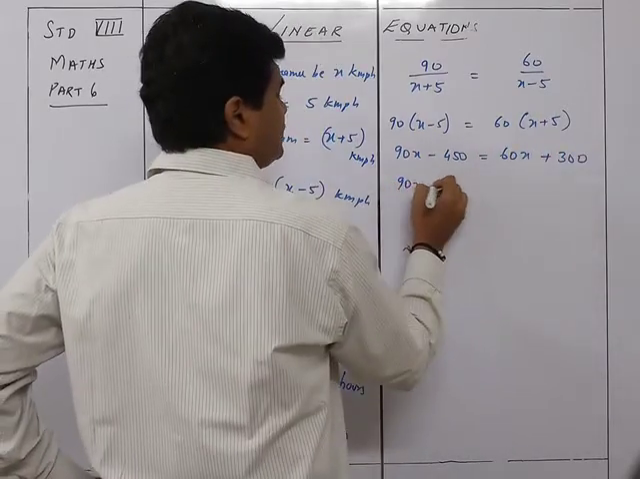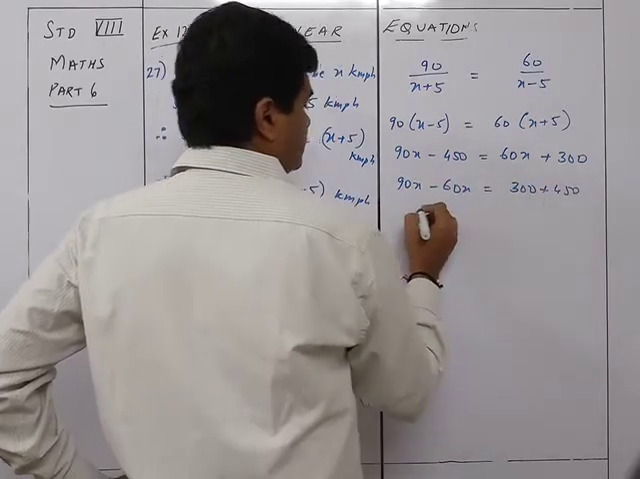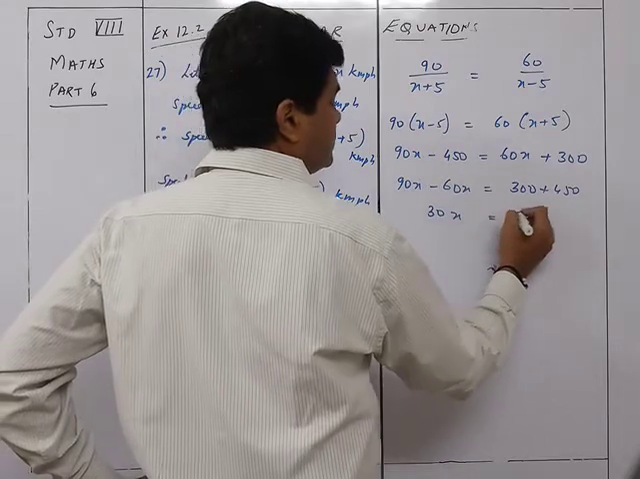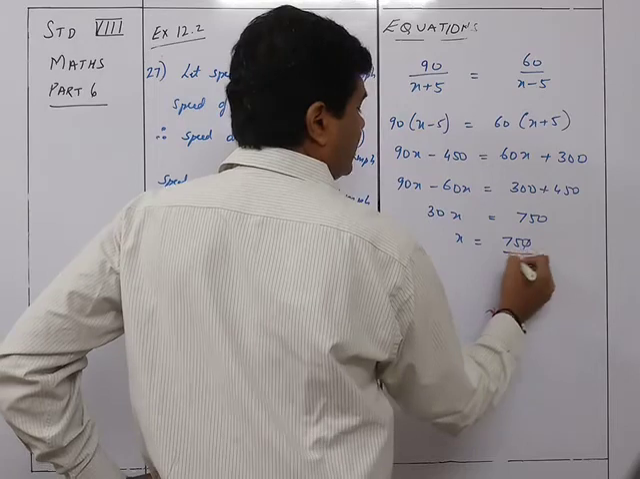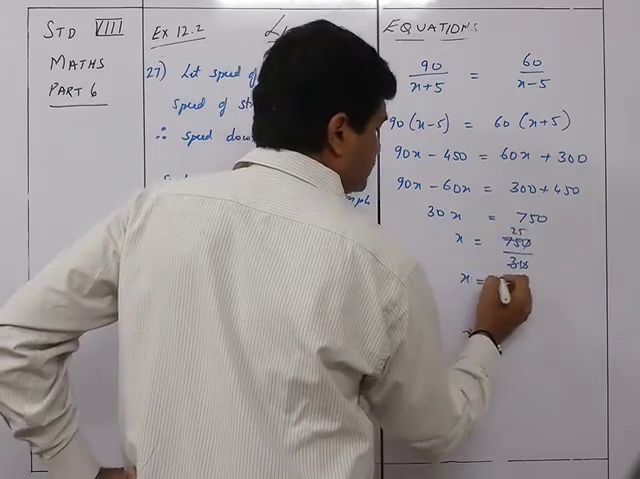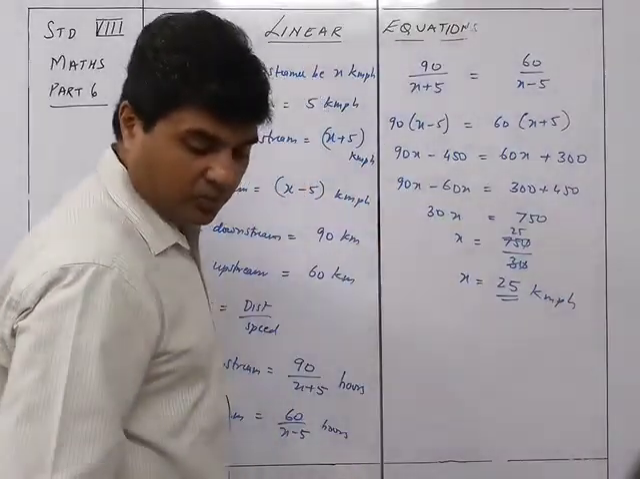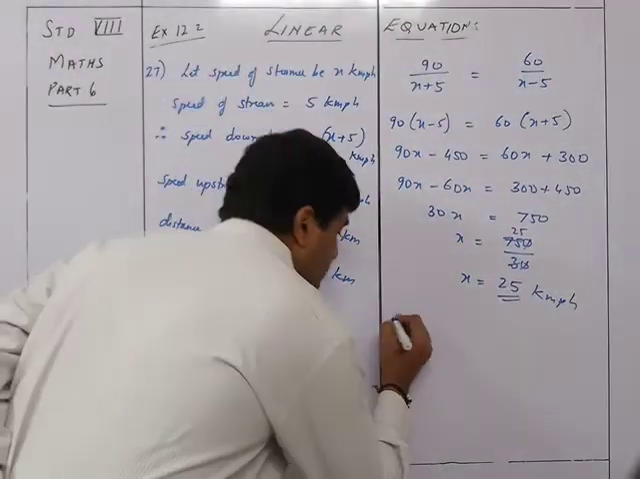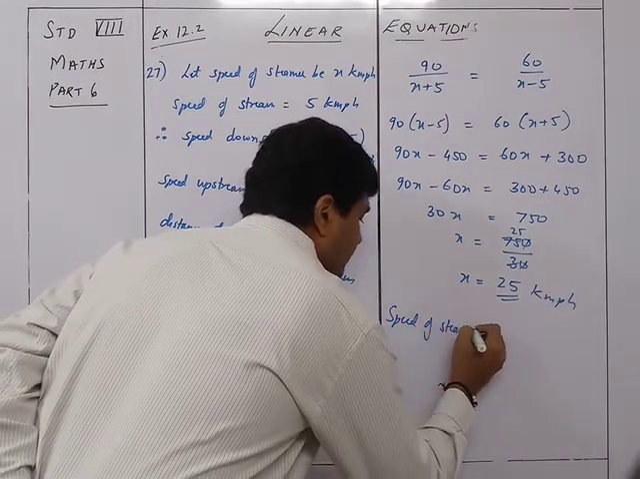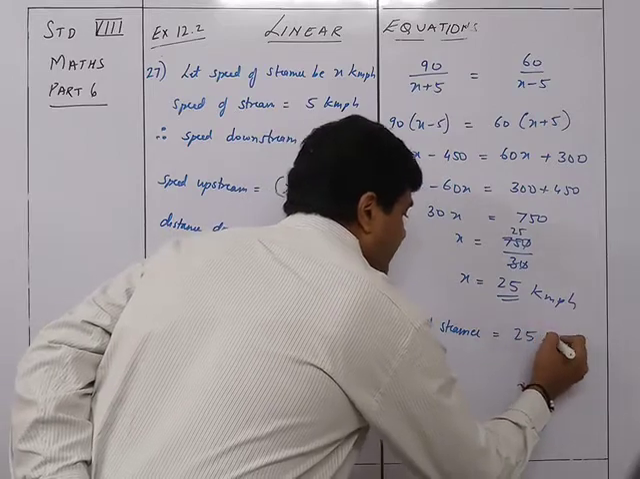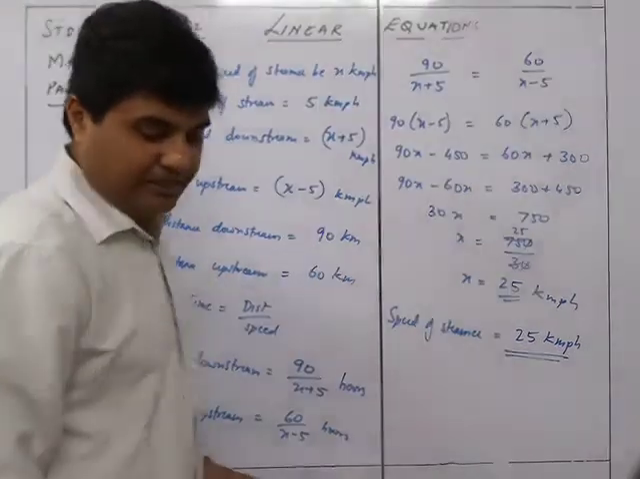So 90x minus 60x is equal to 300 plus 450. That will give you 30x is equal to 750. x is equal to 750 upon 30, which gives you 25. So x is equal to 25 kilometers per hour. That's the speed of the boat in still water. So the speed of the steamer is equal to 25 kilometers per hour. That's the answer for sum number 27.